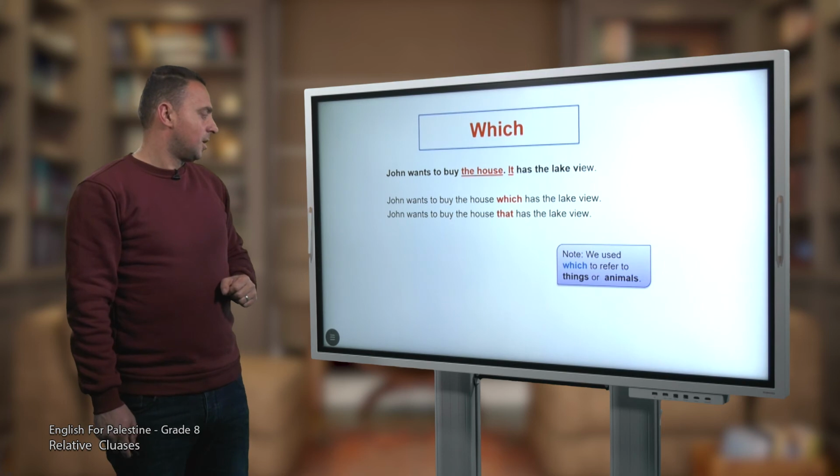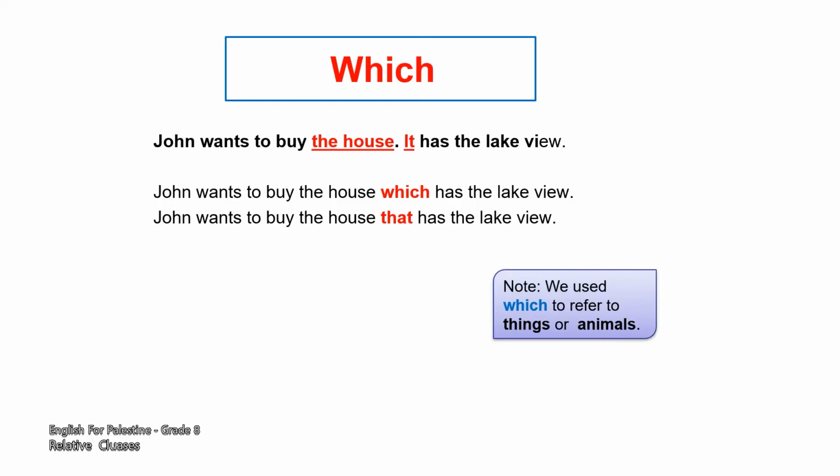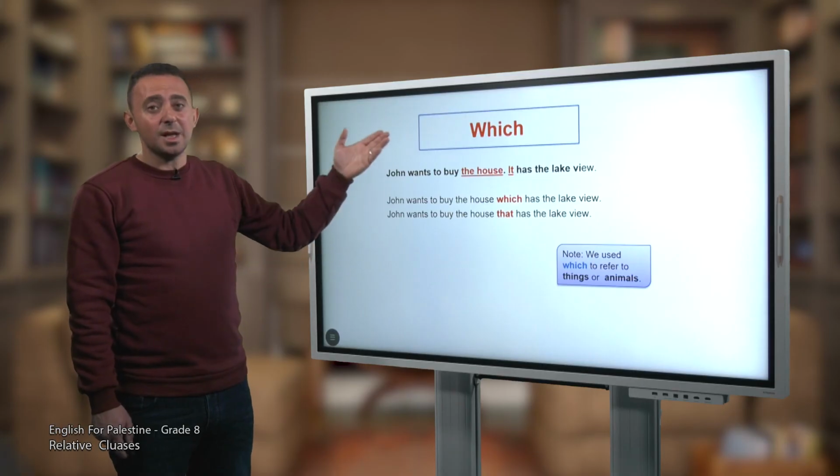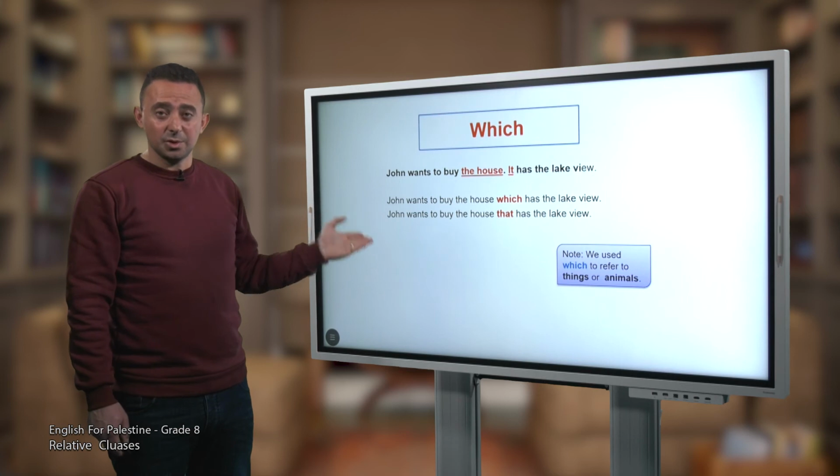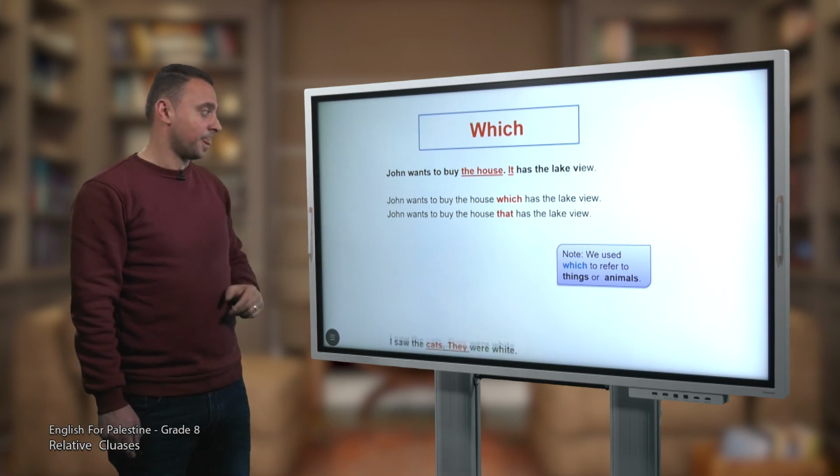And we also can say John wants to buy the house that has the lake view. We use that instead of which. We can use that instead of which.